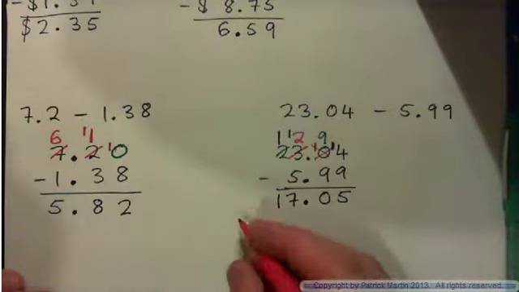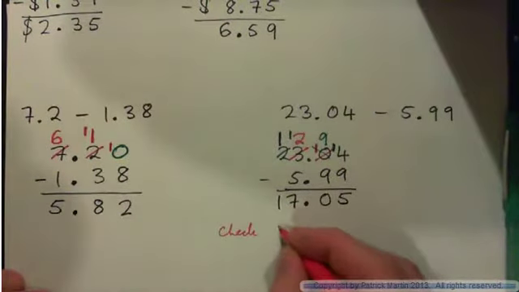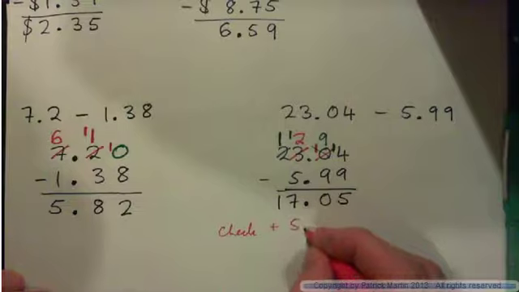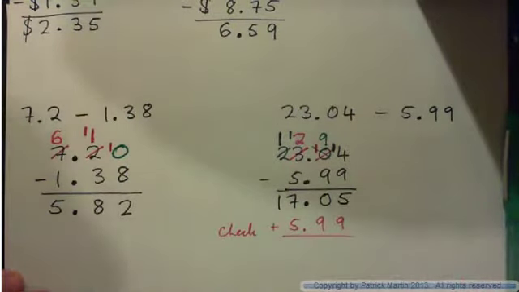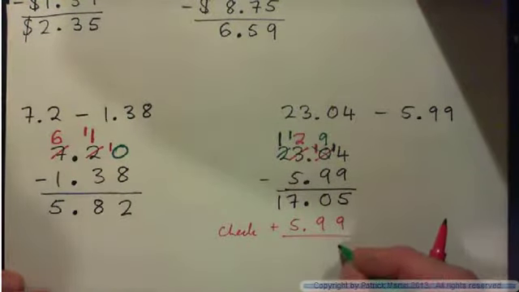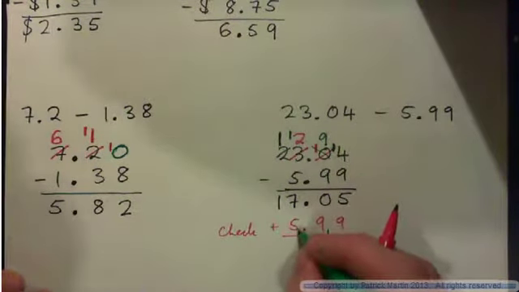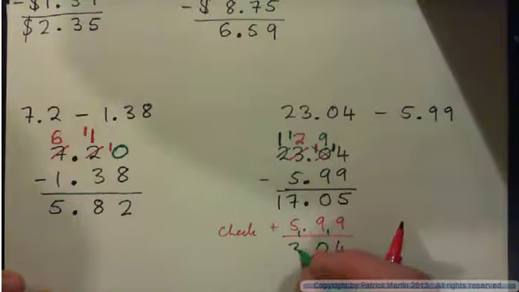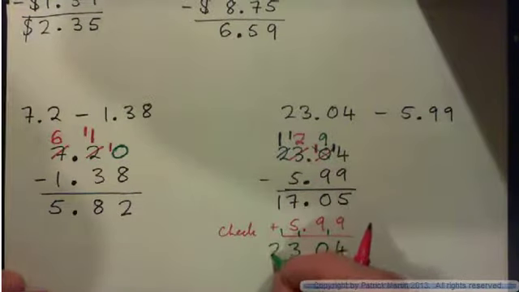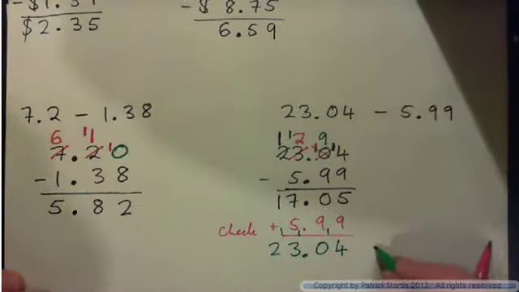And we'll check that. I'm just going to add the 5.99 back again, see if that works out. 5 and 9, 14, carry the 1. 1 and 9 is 10, carry the 1. 6 and 7 is 13, carry the 1. 1 and 1 is 2, 23.04. Yep, so that worked out, right?